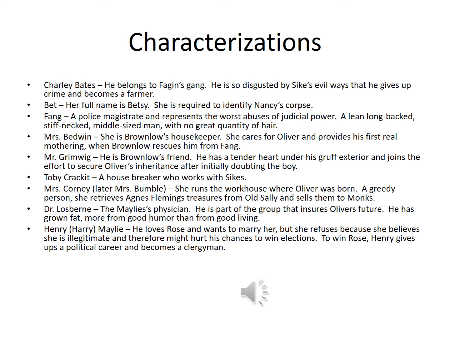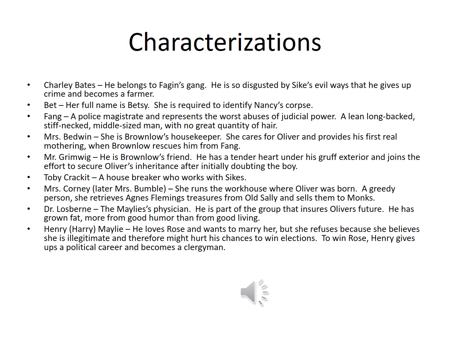Alright, the other characters are, we have Bates. Now Bates belongs to Fagin's gang. He is also disgusted by Sikes' evil ways that he gives up on crime and becomes a farmer. Now this is really interesting because as human beings, we might do all sorts of bad things in the past. But what is really important is that we can mend all our faults and become a great person in the future. Now when it comes to Bates, he is a person like that.